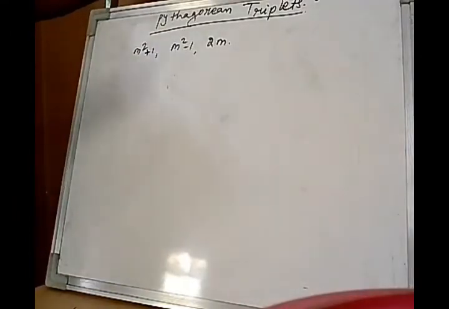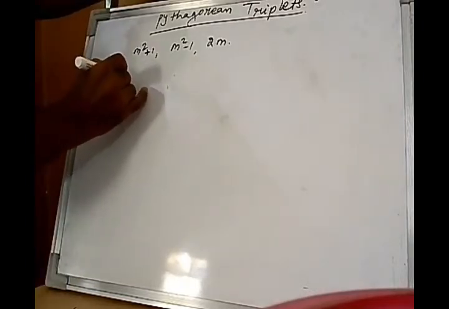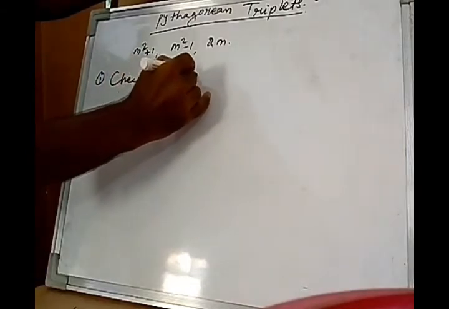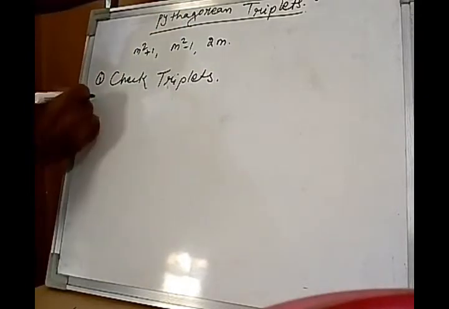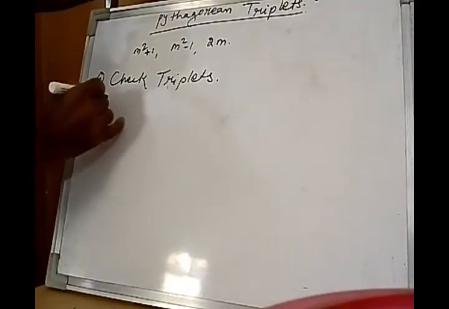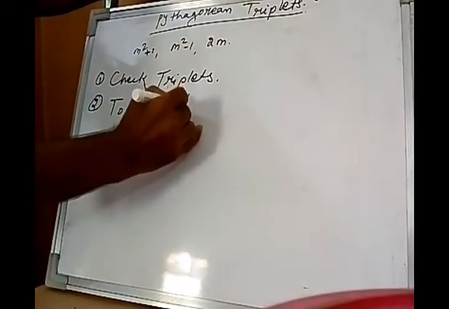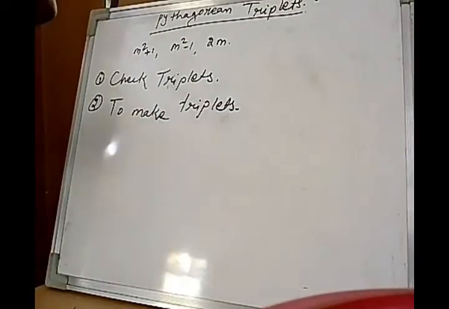Then how will we use these Pythagorean triplets? Two things we can do. One is to check whether given triplets belong to Pythagorean triplets or not. Second, to form or to make the triplets. Two things we will do.